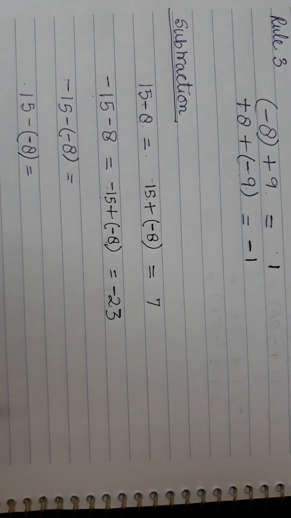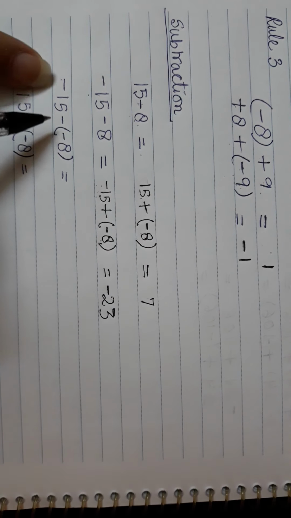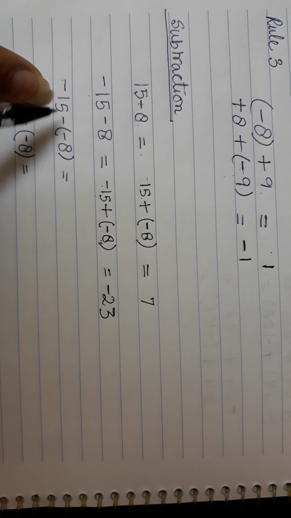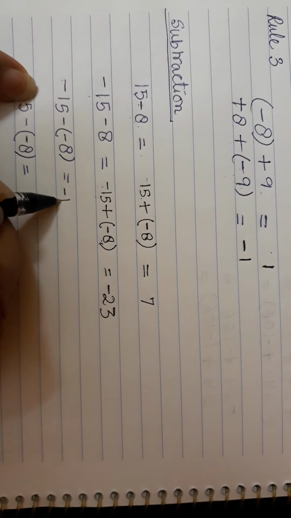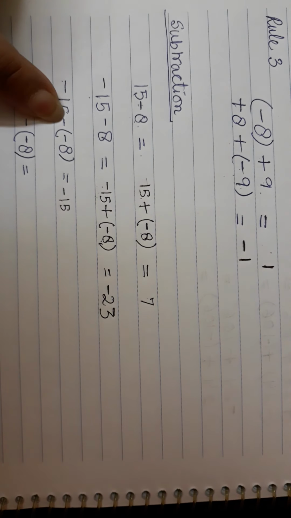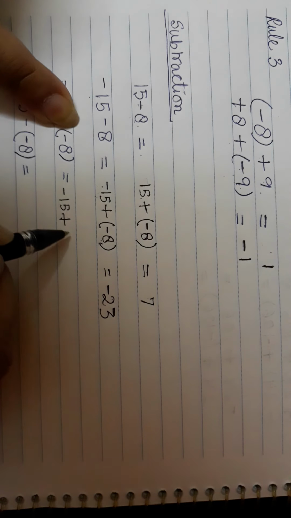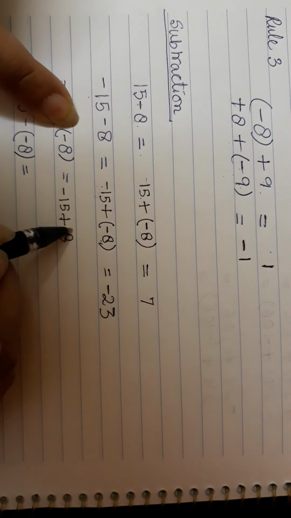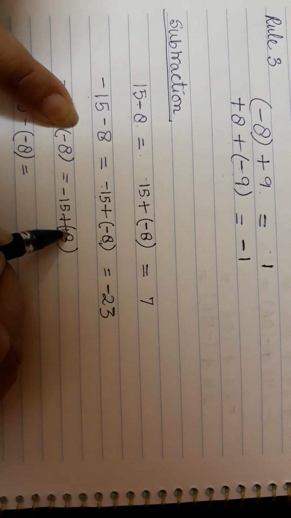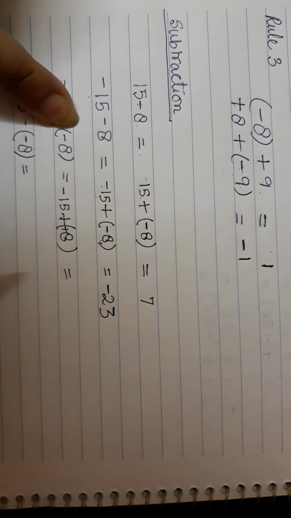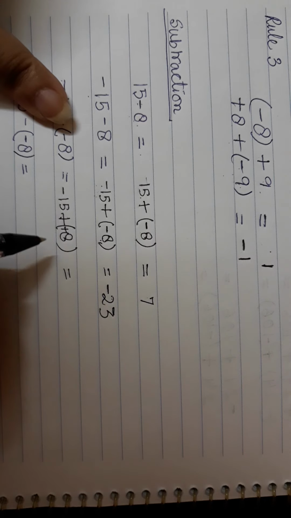Fine. Now we come here. The first case is 15 minus 15. The minus sign changes into plus sign, and then the additive inverse of this. Here I have minus 8. The additive inverse of minus 8 gives you 8, means plus 8. We can simply write plus 8 or simply plus. I have written plus 8 so that we can understand better.